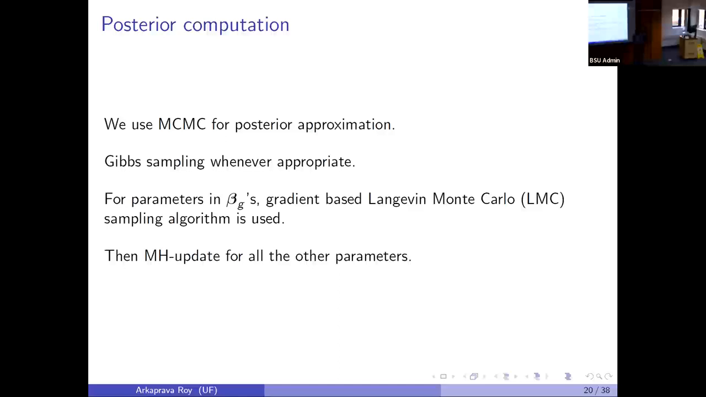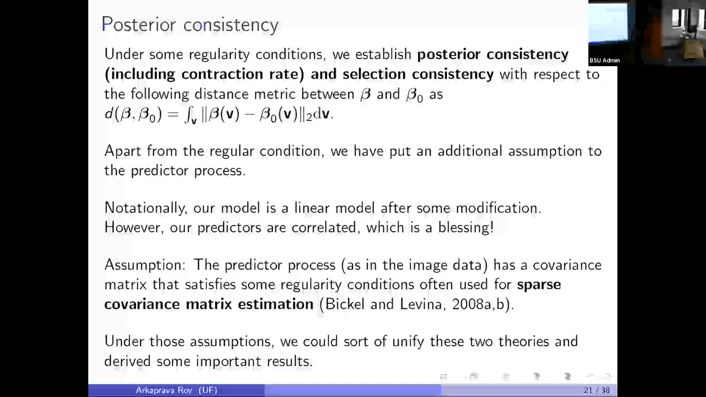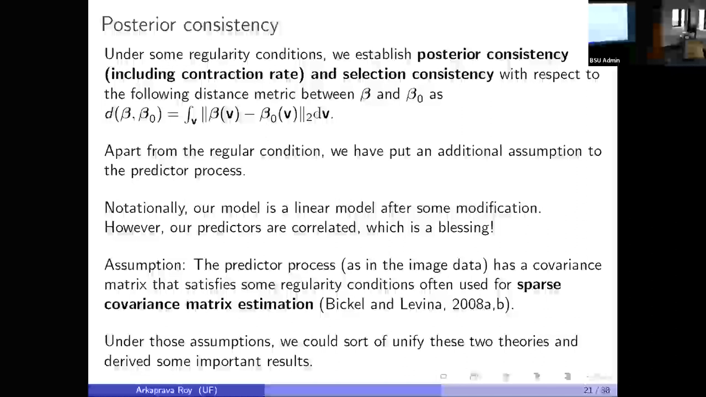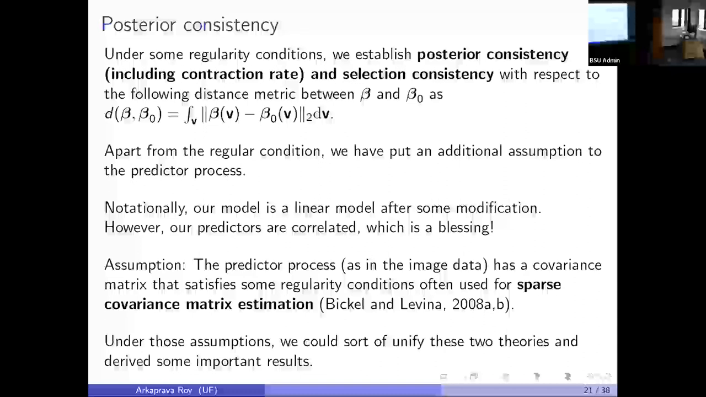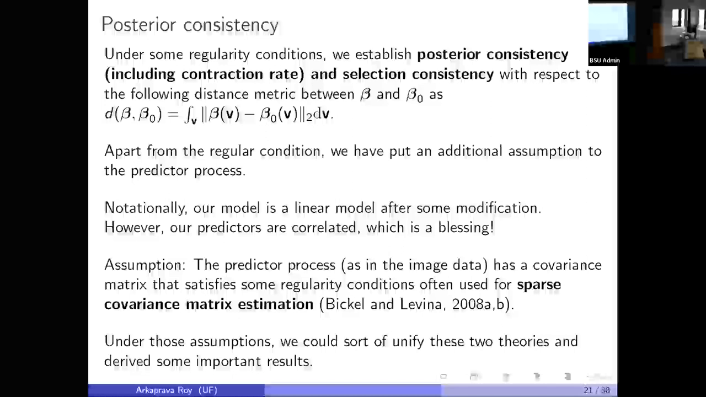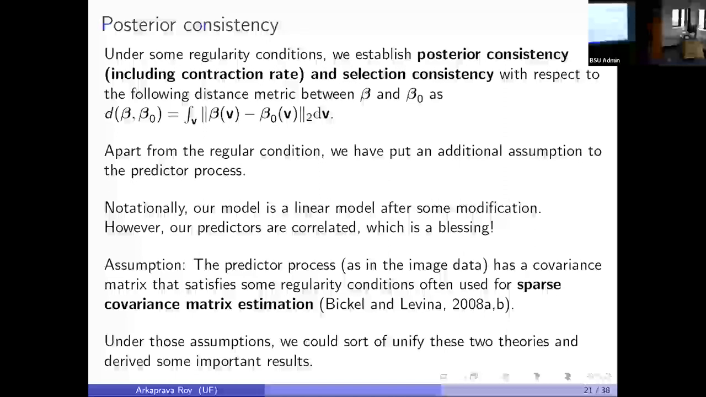We also prove the posterior consistency result. One different thing that we did was that we assume the predictors have some underlying correlation, and it is the predictors' correlation that essentially drives the dependence in the beta. We used that fact to help prove these theoretical results: there is very high spatial dependence in the predictors themselves, which essentially drives the dependence in beta.